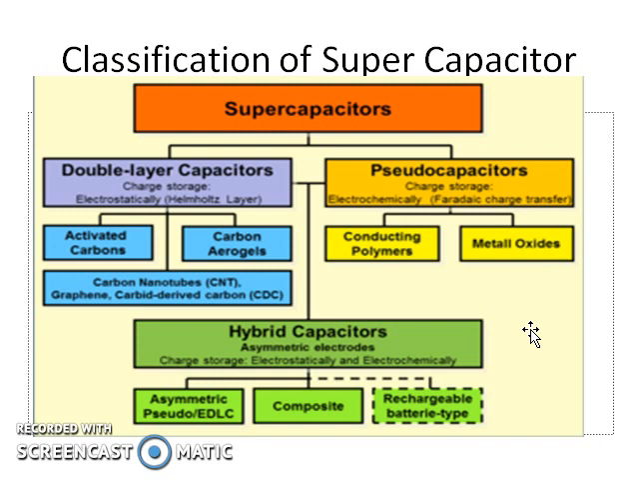And if we combine both double layer capacitor and pseudocapacitor, it becomes a hybrid capacitor. Charge is stored electrostatically and electrochemically. Basically, the double layer capacitor stores the charge electrostatically, and the pseudocapacitor stores the charge electrochemically, and when we combine both it becomes a hybrid capacitor.